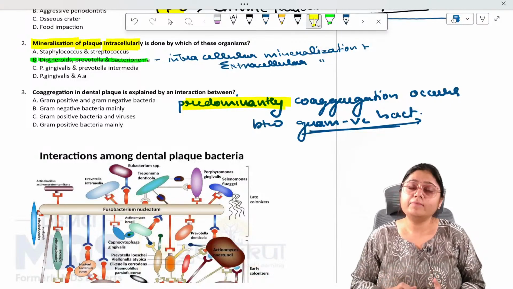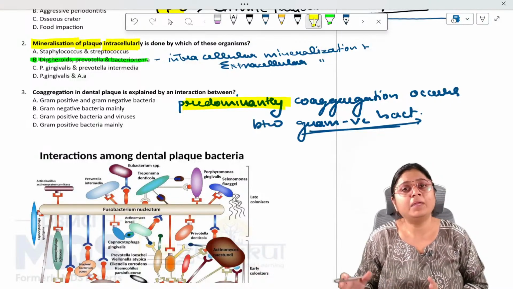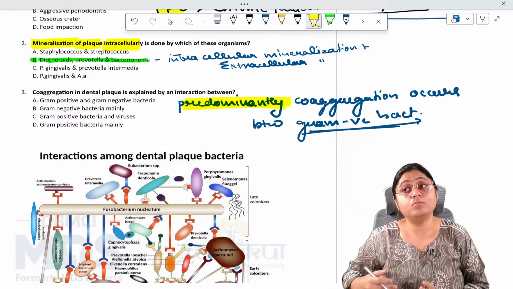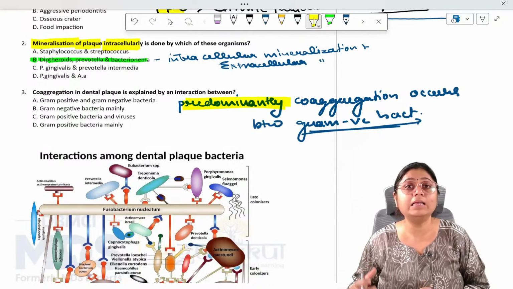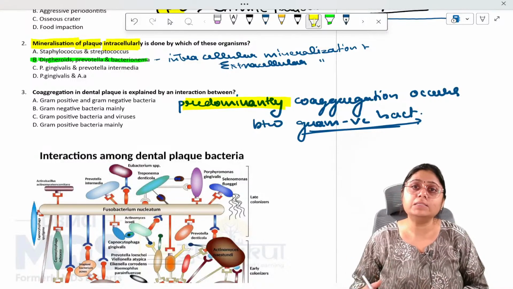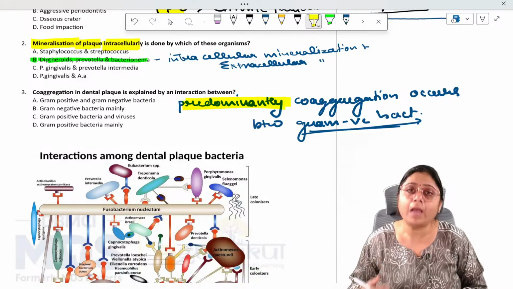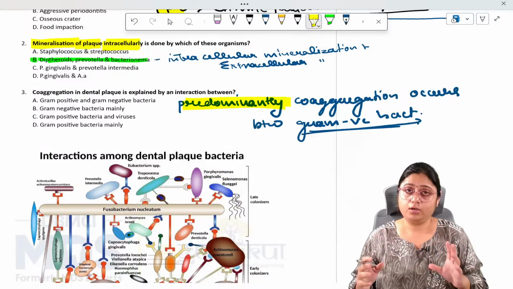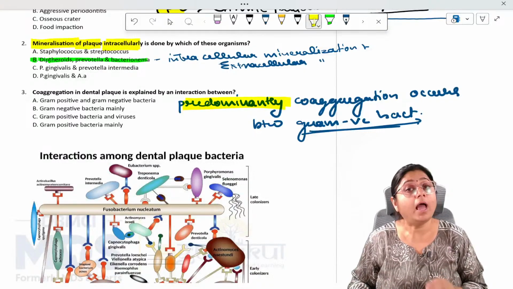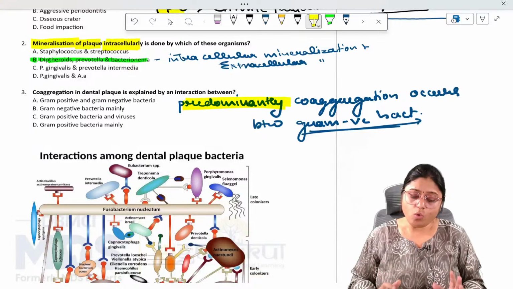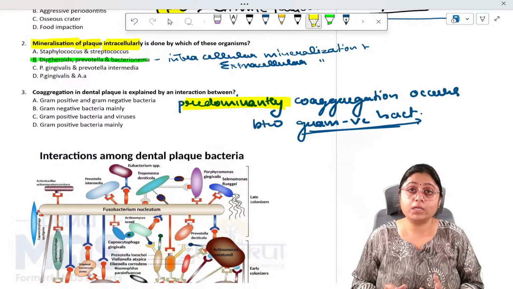But yes, whatever studies, whatever research has been conducted, it has been seen that most of the time what we get is the gram negative bacteria, and that's why there is predominance of gram negative bacteria in the plaque. All the 5 complexes which were described by Socransky have gram negative bacteria only. Okay, so coaggregation. What is coaggregation?